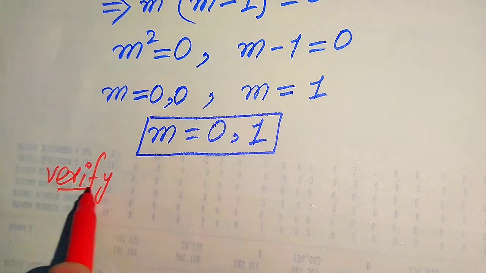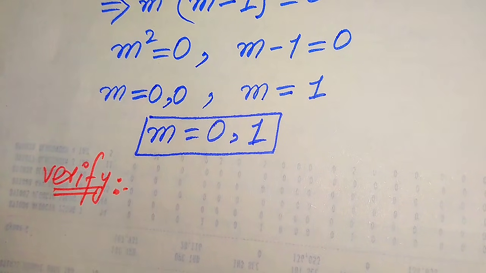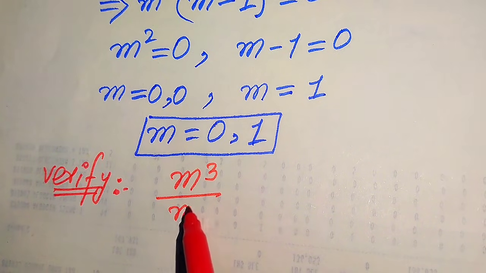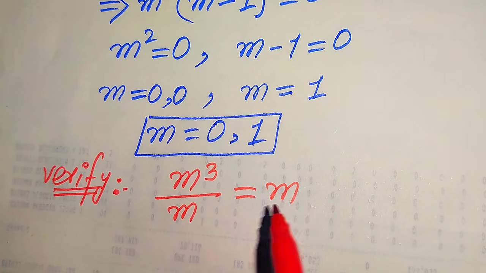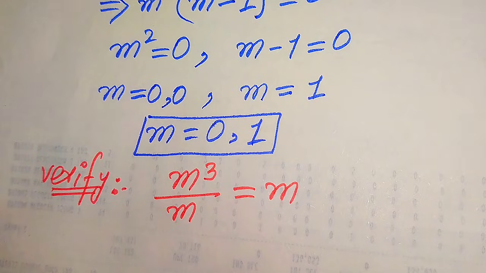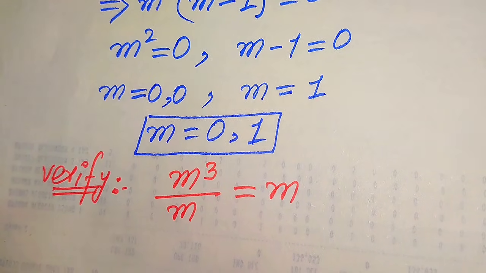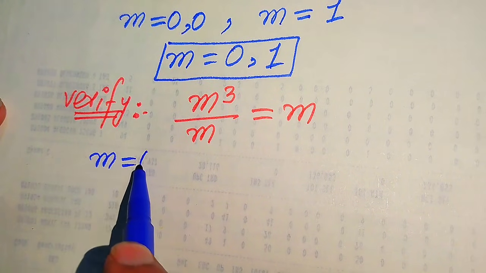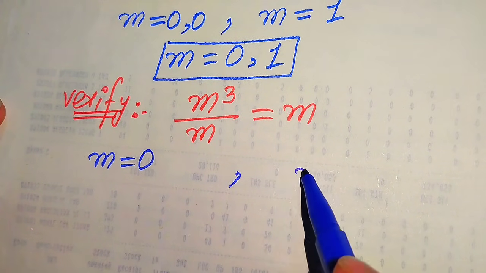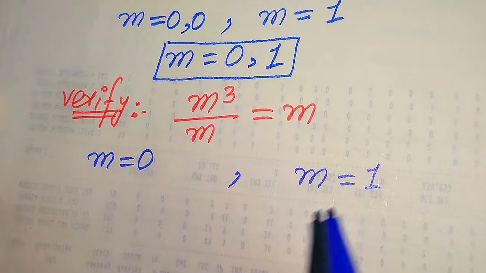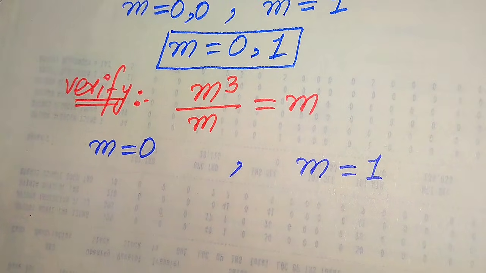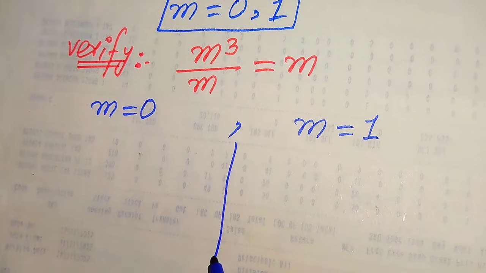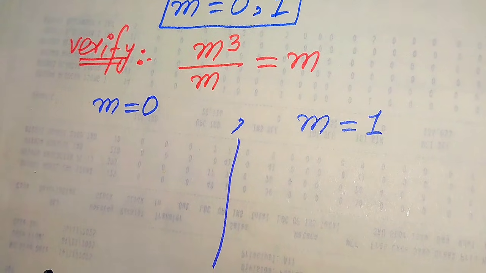For verification of these roots we need to copy down the given question statement. Here it is m cubed divided by m is equal to m. This is our given question statement. On this side we will verify m equals 0, and on this side we will verify m equals 1. First we verify m equals 0, so we substitute m equals 0 on both sides of this equation.